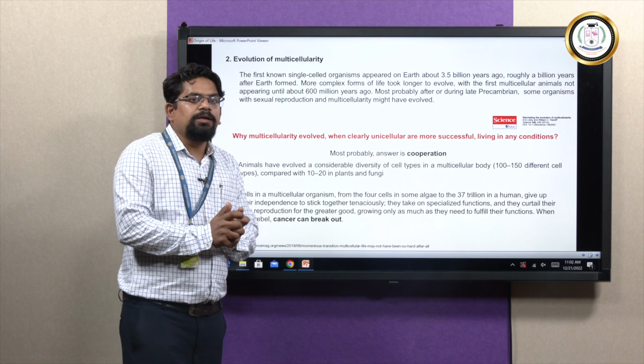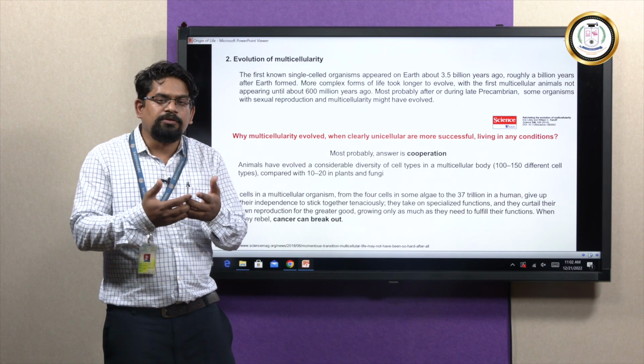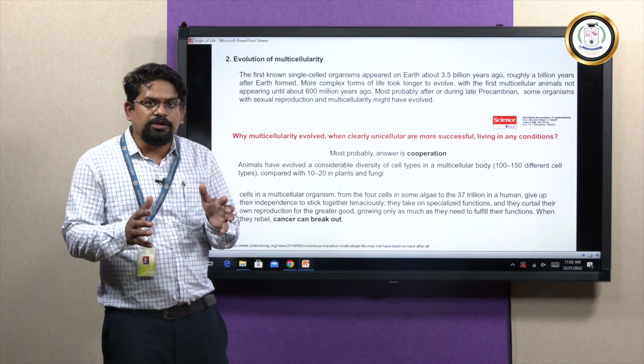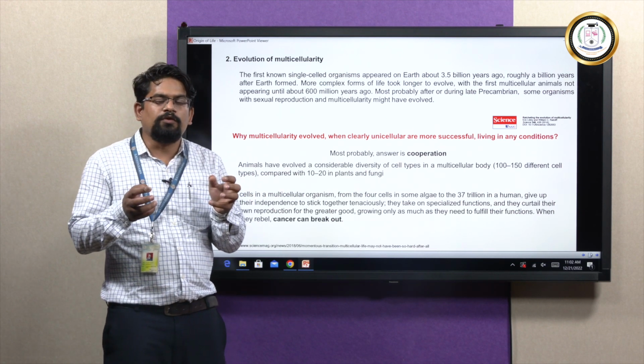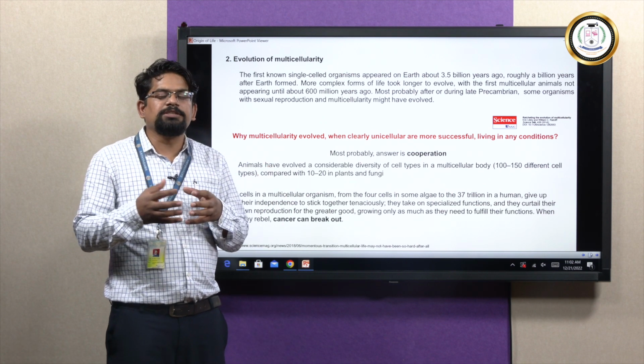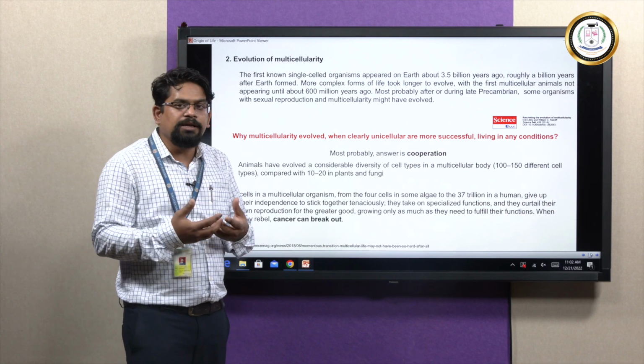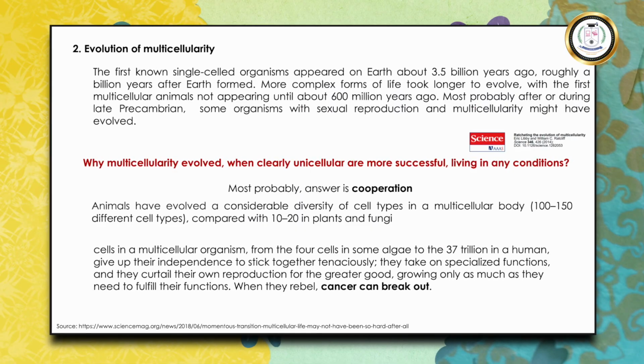Now, why on earth has multicellularity evolved? If the unicellular organisms were very successful for billions of years, performing photosynthesis, living happily, then what would have led to the evolution of multicellularity?